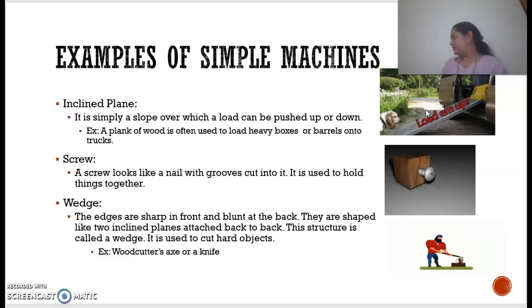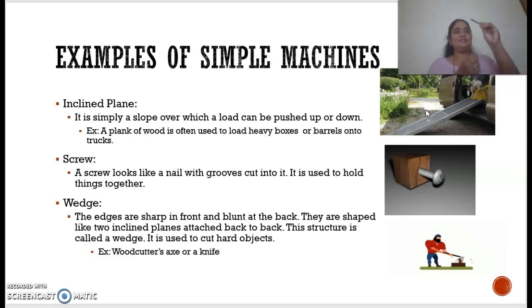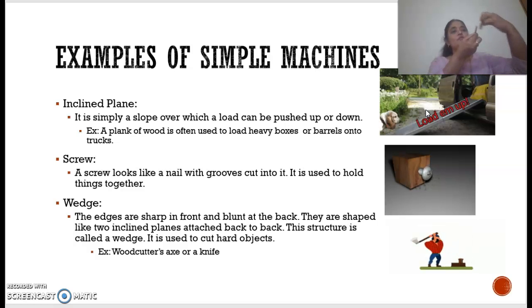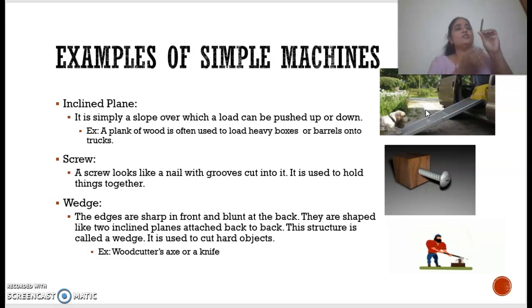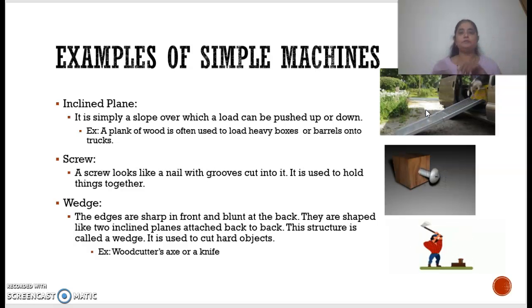Next is screw. Hope you have seen the screw. I'll show you a screw. Screw looks like a nail with grooves cut into it. There are some grooves in it. And what is the use of this screw? Screw is used to hold things together.